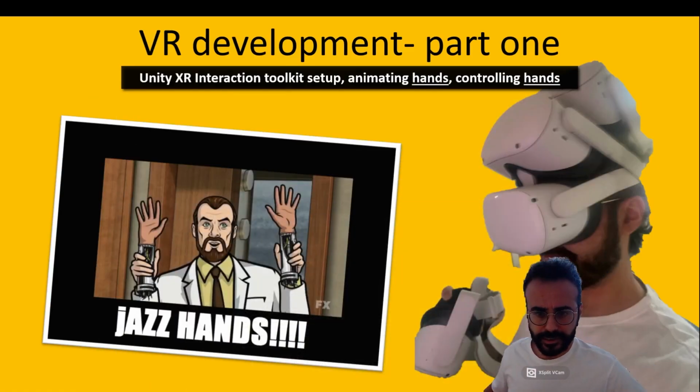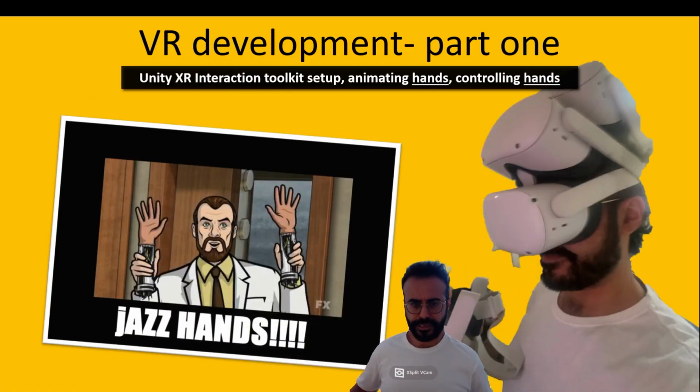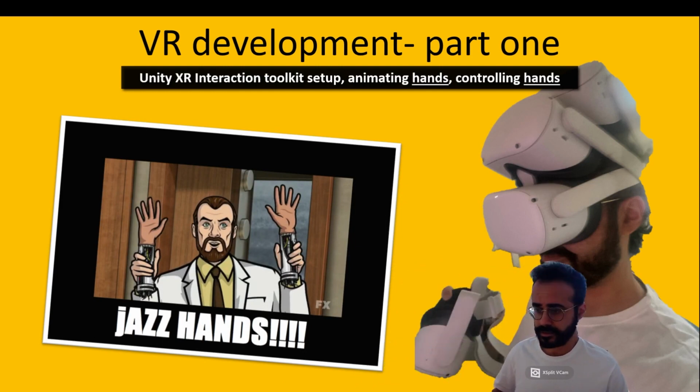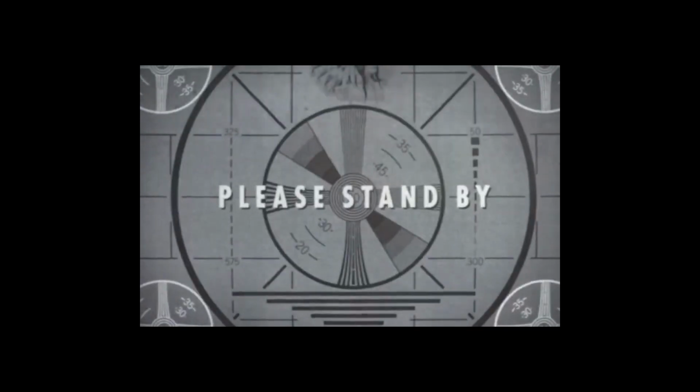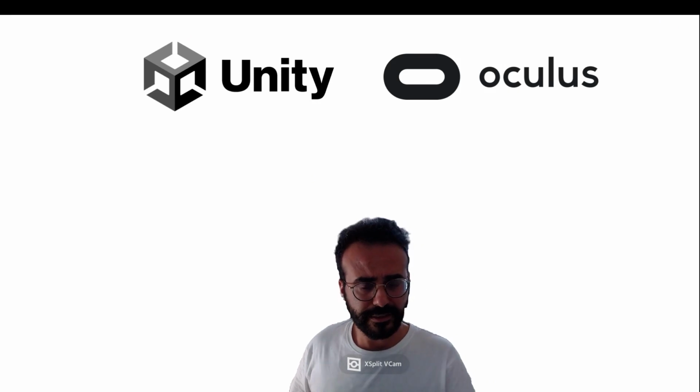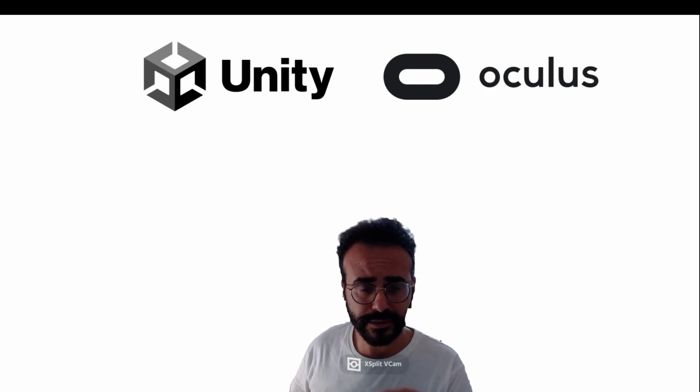All right. I think we have everything we need to get started with Project Jazz Hands. So let's start talking about downloading and installing Unity. Let's then start working with Unity and start developing.